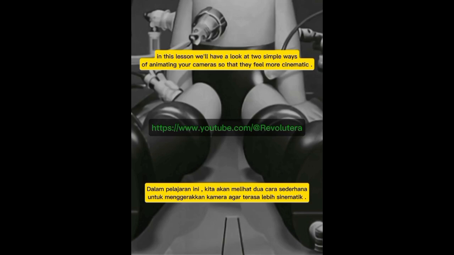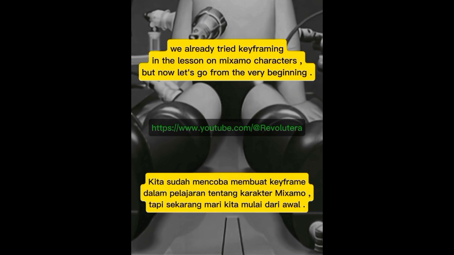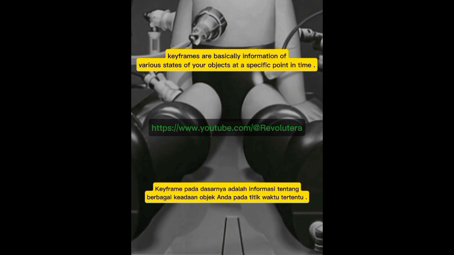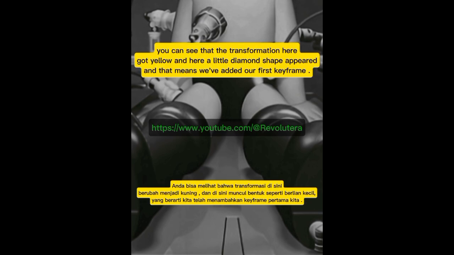In this lesson, we'll have a look at 2 simple ways of animating your cameras so that they feel more cinematic. We already tried keyframing in the lesson on Mixamo characters, but now let's go from the very beginning. Keyframes are basically information of various states of your objects at a specific point in time. You can see that the transformation here got yellow and here a little diamond shape appeared, and that means we've added our first keyframe.